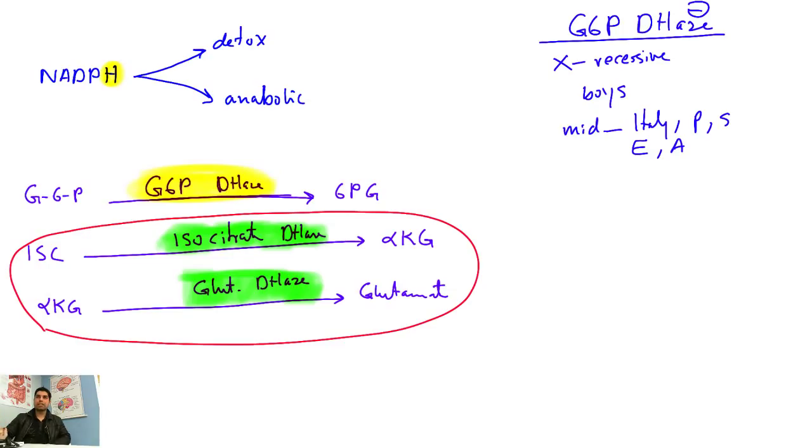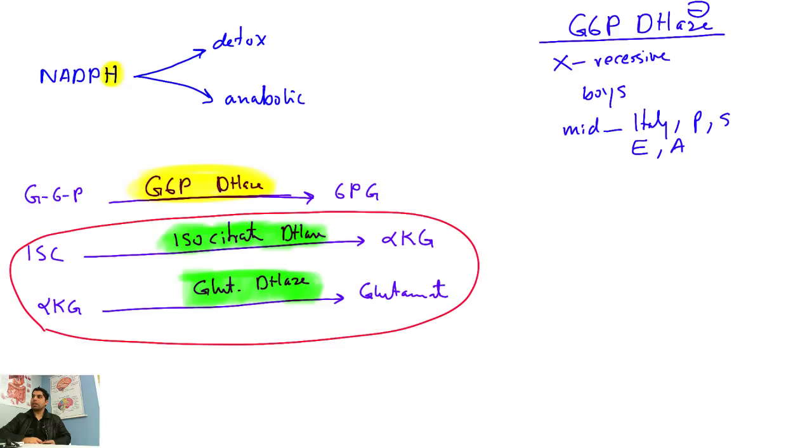Why? Because they're solely dependent on glucose 6-phosphate dehydrogenase for generation of NADPH, since they don't have mitochondria. RBCs, one more time, just like we talked about pyruvate kinase, don't have mitochondria. Therefore, they cannot generate NADPH from mitochondria. They only have one source of NADPH, and that is glucose 6-phosphate dehydrogenase. Make sense? So therefore, by this deficiency, only RBCs are affected.